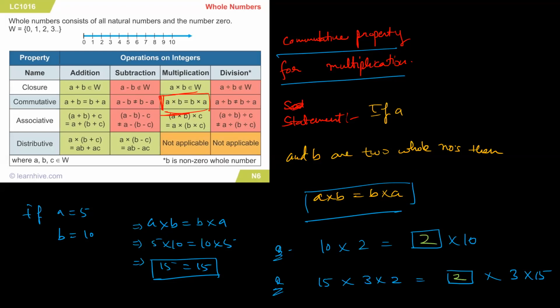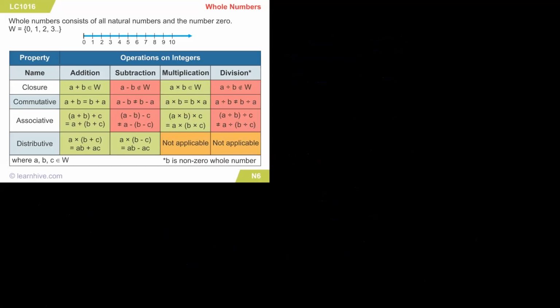So what you have to do, you have to practice. Today's homework is practice exercise 5B. You have to practice exercise 5B, okay? In your copy.